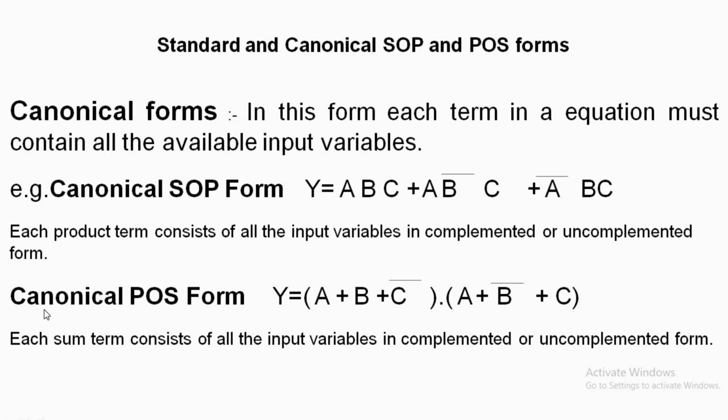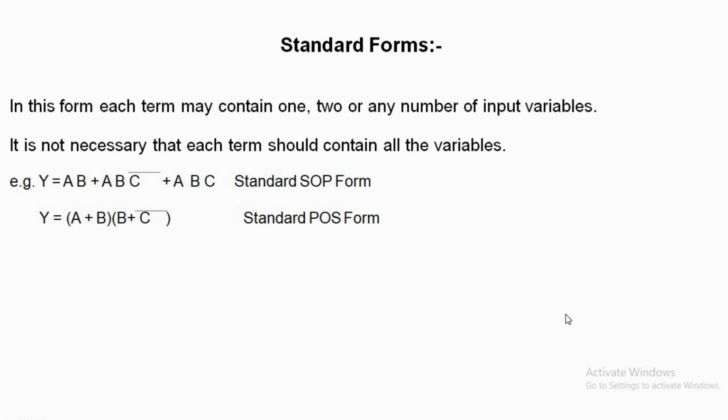Now move towards canonical POS form. Same as in canonical POS form, each term must contain all available input variables. So in this example, 3 variables are contained in each term. Now, standard form. In this form, each term may contain 1, 2 or any number of input variables. That means all variables need not be contained in each term. That type of form is called standard form.